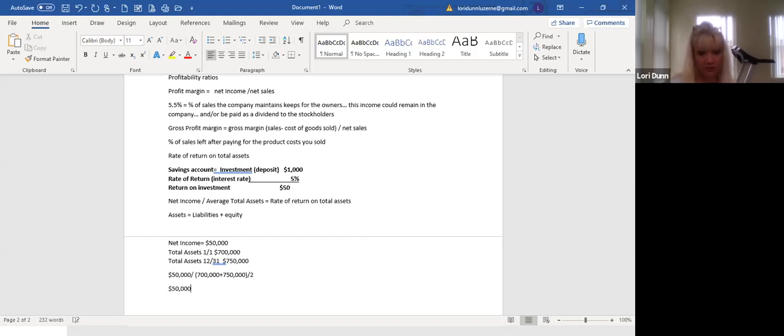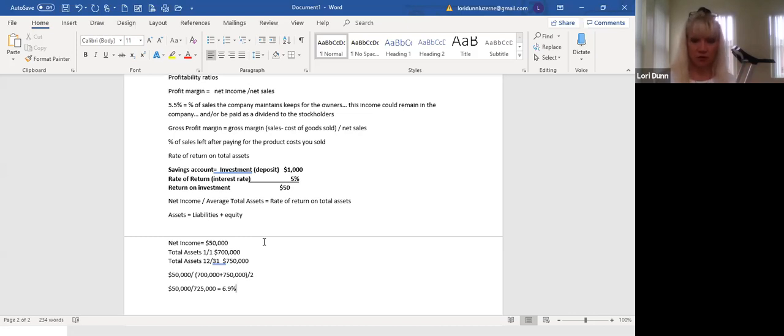So $50,000 divided by $725,000. So the average amount of investment assets was $725,000. They were used and made a $50,000 profit. So if you take the 50,000 divided by 725, that's a 6.9% rate of return. That's like saying, if you took that money and put it in a savings account, it would have earned 6.9% interest. That's the type of investment vehicle this company is.